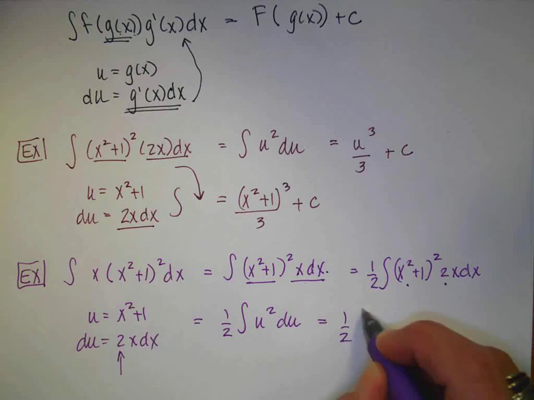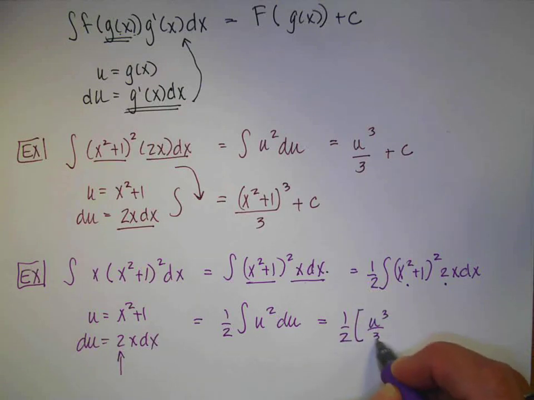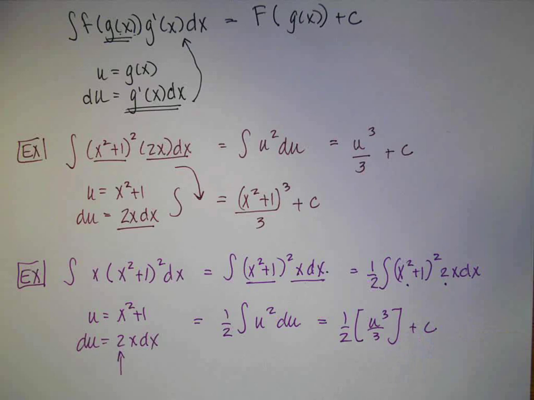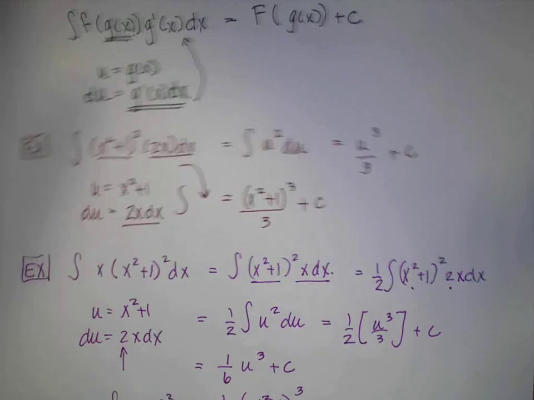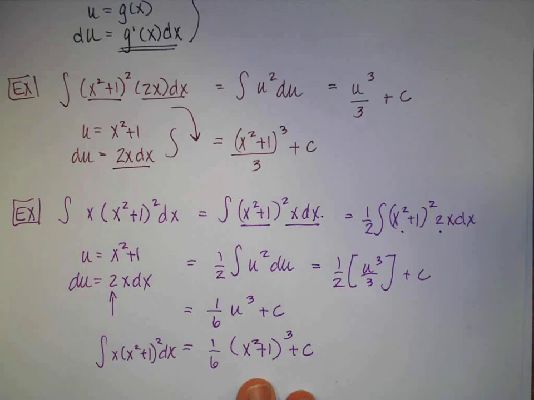So then if I do that, here's the half, and then I'm going to get u to the third over 3 plus c. Remember, it's an indefinite integral, so I always have to add my constant. If I clean that math up, I get 1 over 6 times u cubed plus c. Substitute back in, and I get 1 over 6 times x squared plus 1 quantity cubed plus c. And then my integral of x times x squared plus 1 squared dx would equal that.